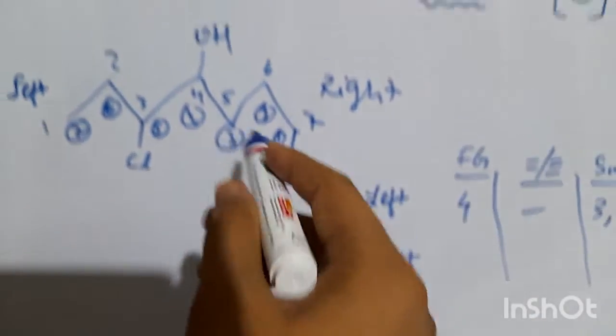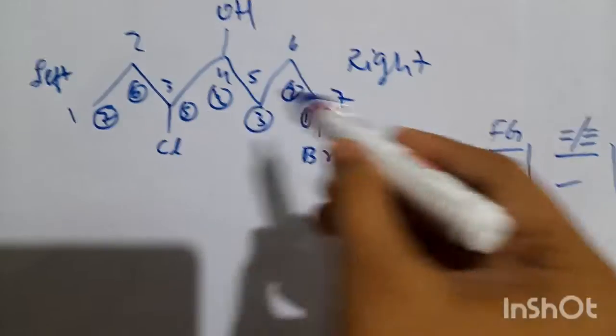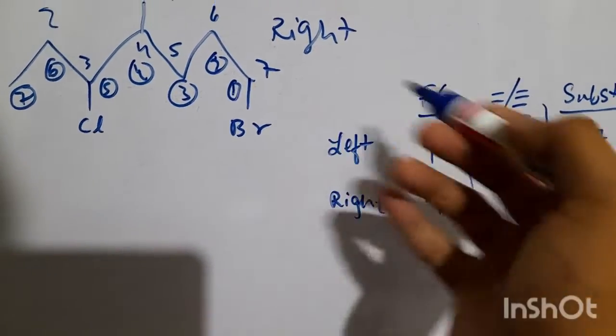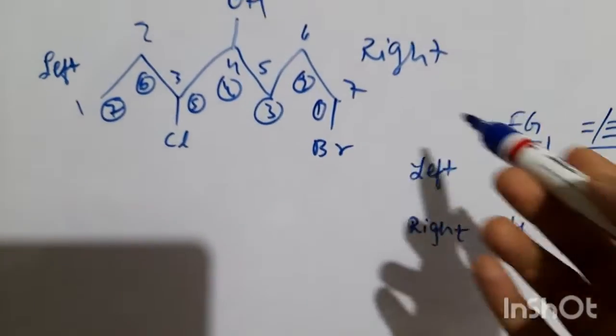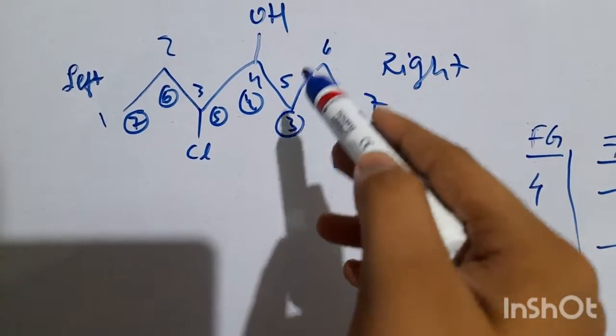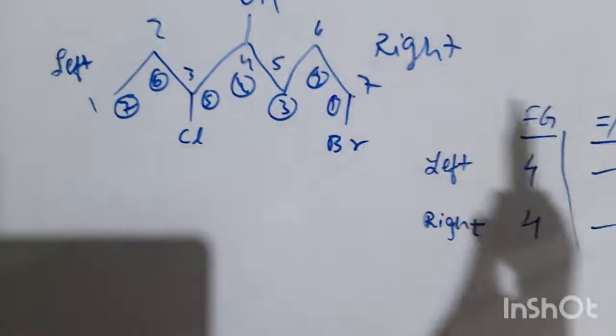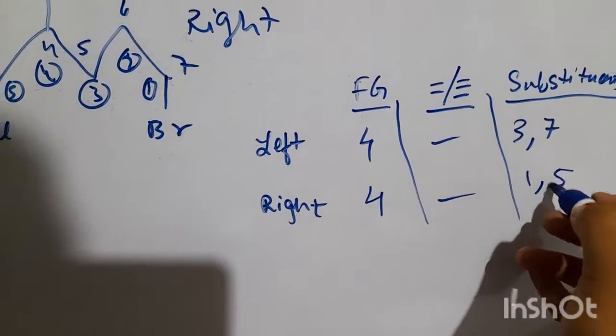If we count from the right side, what is the position of the functional group? 1 2 3 4. Oh, it's 4 again. There is no double bond or triple bond. Moving on, what is the position of the substituents? It's 1 2 3 4 5. It's 1 comma 5.